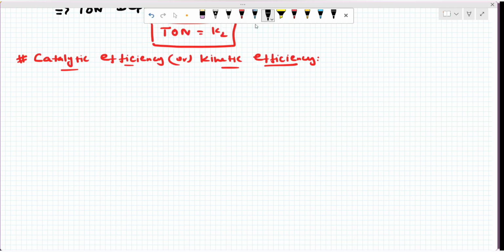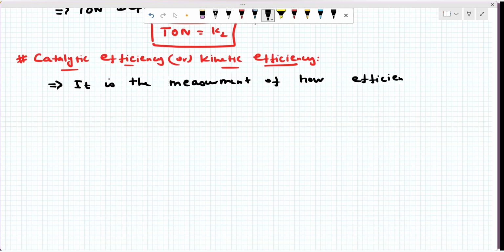Please note this sentence. It is the measurement of how efficiently an enzyme converted substrate to product.